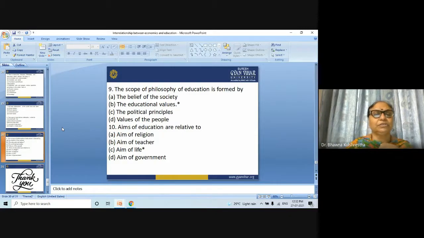And the next question: aims of education. Aims of education are relative to the aim of religion, aim of teacher, aim of life, or the aim of government. The aim of life is the right answer to this question. The aim of life is relative to the aim of education.